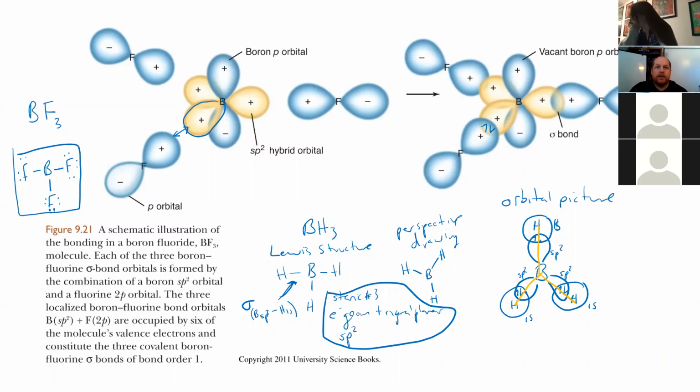Okay, so there's our description of the sp2 hybridization. Again, there will be sp2 hybridization available when we have double bonds, and we'll talk about that once we describe the bonding in things that have double bonds. We haven't gotten to that point yet.